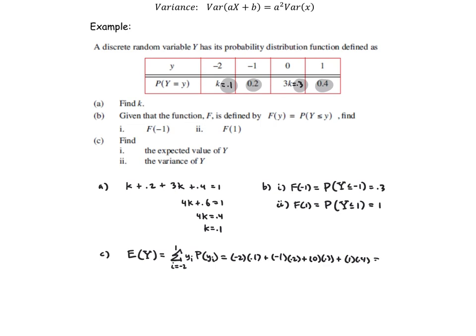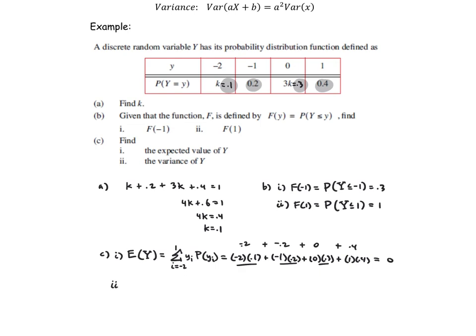Okay, so the expected value of y comes out to be -0.2 plus -0.2 plus 0 plus 0.4. If I add those up, it looks like I get 0. So the expected value of y is actually 0. That's pretty interesting. Okay, that was part I of part C.